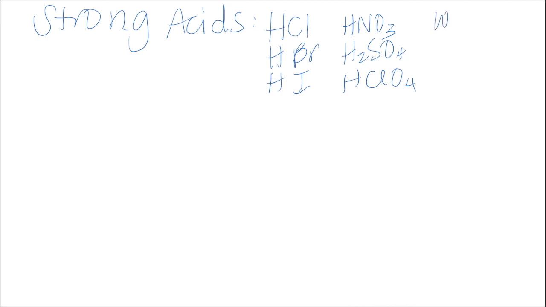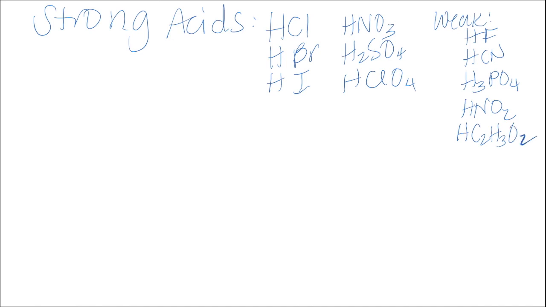So, weak examples that you'll see: HF, HCN, H3PO4, I don't even know, HNO2. Okay, these are all weak, and there are other ones as well. Acetic is a big one. Okay, so those are all weak acids. There are more, but those are all the weak acids. These are the only strong acids.